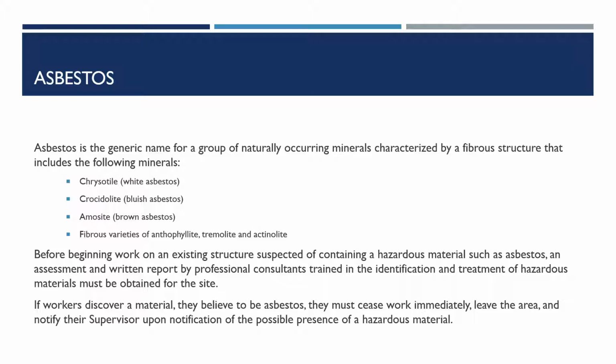Before beginning work on an existing structure suspected of containing a hazardous material such as asbestos, an assessment and written report by professional consultants trained in the identification and treatment of hazardous materials must be obtained for the site. If workers discover a material they believe to be asbestos, they must cease work immediately, leave the area, and notify their supervisor upon notification of the possible presence of a hazardous material.